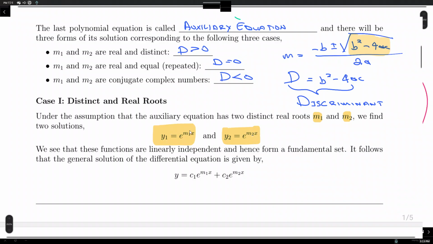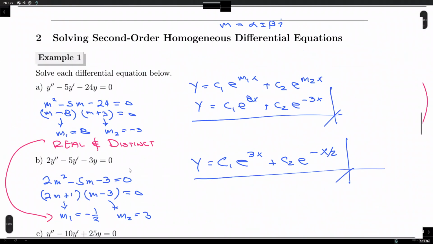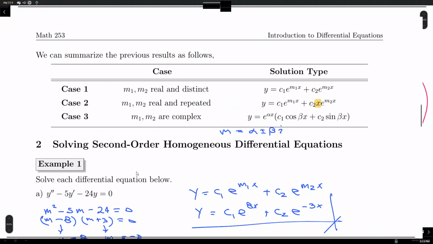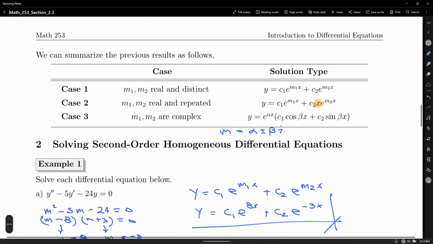One case is when the roots of the quadratic equation are real and distinct. Well, all we do is a linear combination of exponentials with constants c1, c2, where the coefficients of the exponentials, m1 and m2, are the solutions to the polynomial equation. We already did two examples of those before the end of the lecture. Let me go back to the summary. So far we have solved a couple of these, case 1.